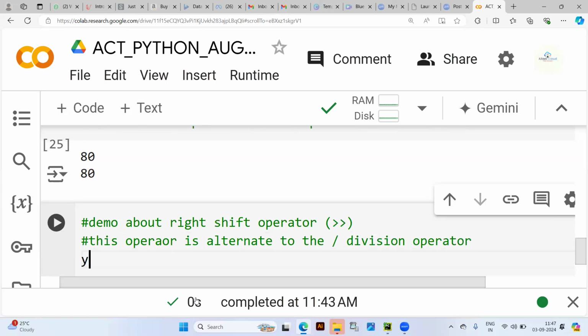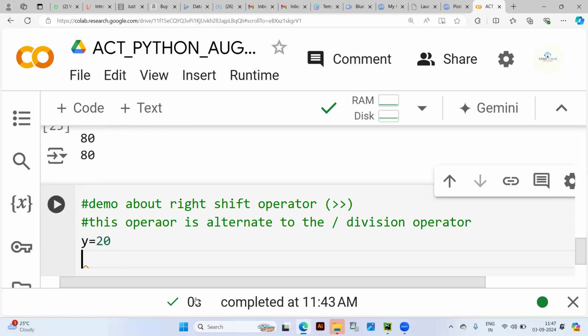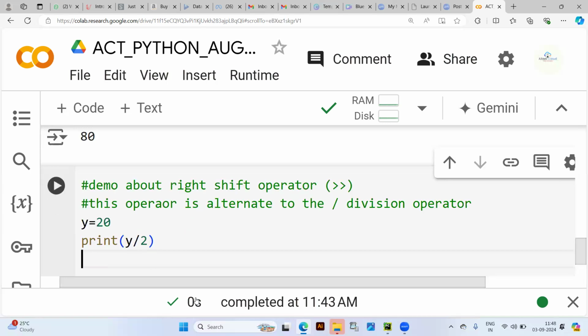Let's see. Y is equal to 20. Print y divided by 2. Print y right shift 1. Correct? You see the output?